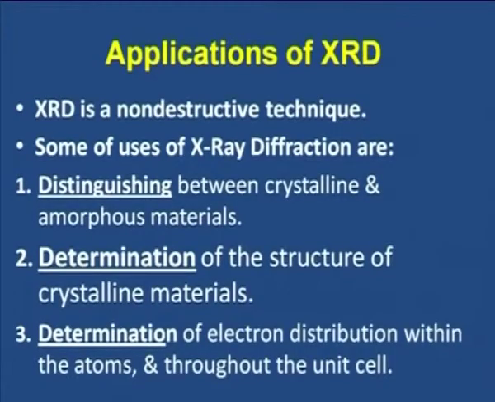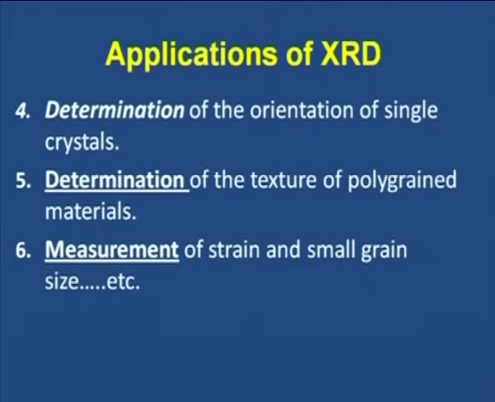So, the more important thing is determination of electron distribution within the atoms and throughout the unit cell. More importantly, throughout the unit cell, as I showed you when I taught you about the germanium semiconductor, the electrons are preferentially oriented in between the two germanium atoms. So, the electron distribution can be obtained using the X-ray diffraction method. The determination of the orientation of single crystals can be obtained by the Laue method. The texture in polycrystalline materials can be determined by X-ray diffraction.